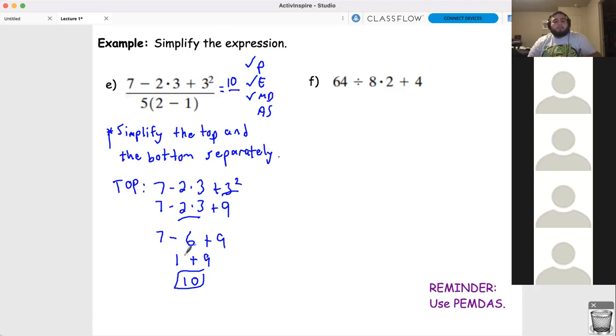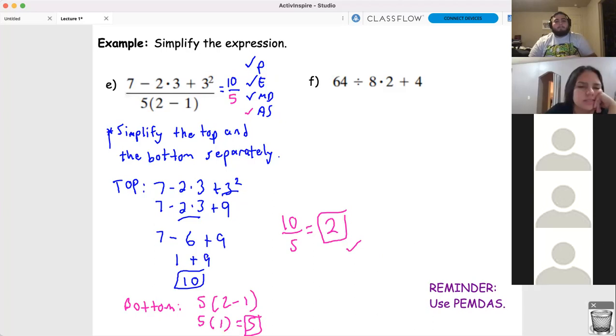Now we're gonna do the bottom. I'm gonna switch my color. So the bottom is gonna be 5 parentheses 2 minus 1. So we're gonna do the parentheses first, P. 2 minus 1 is 1. So we get 5 parentheses 1. And then we do multiply, divide. 5 times 1 is just 5. So now we get 10 divided by 5, or 10 over 5. 10 over 5 is the same thing as what? It's 2. So we're done.